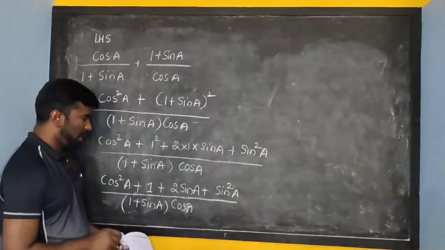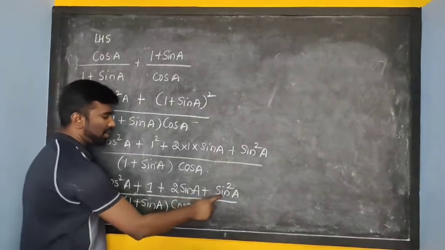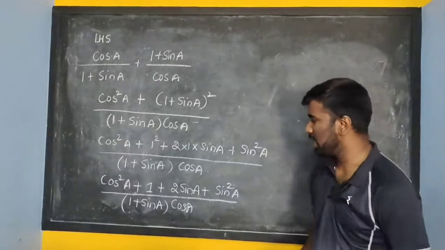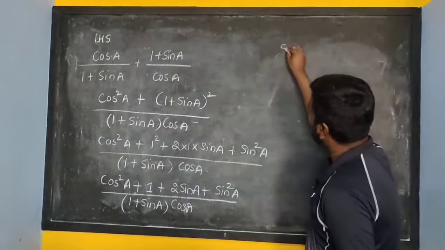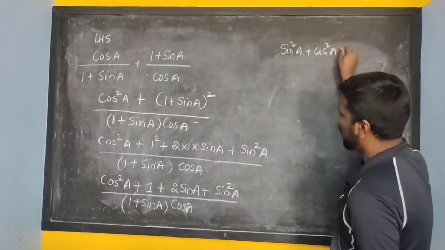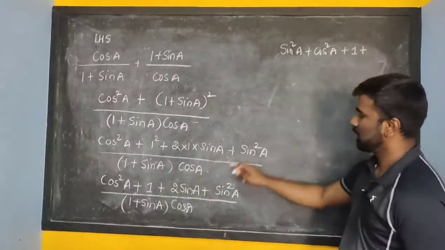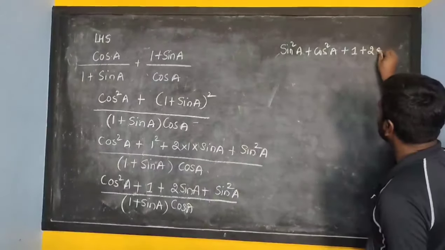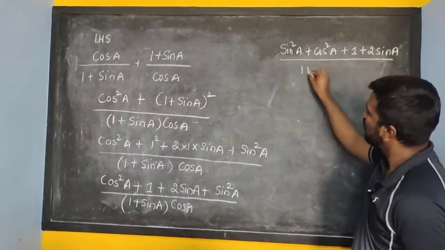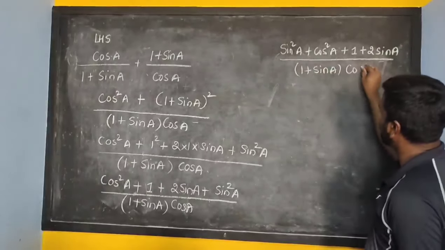Students, you can see here sin square A and cos square A. What is the identity involving sin square A and cos square A? It is identity 1: sin square A plus cos square A is 1. I'll rearrange the terms as sin square A plus cos square A, plus 1 and 2 sin A, whole divided by the denominator. Don't simplify the denominator, keep writing it as it is.